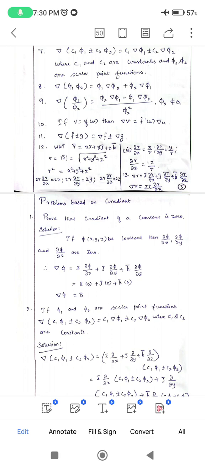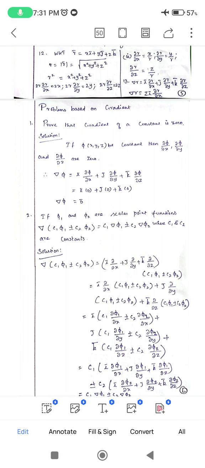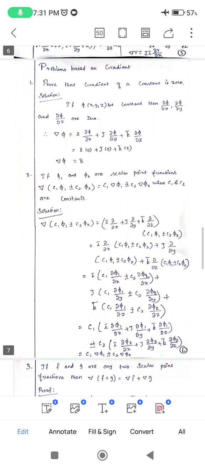First problem, prove that the gradient of a constant is 0. That means del φ is equal to 0, we have to prove. So use the concept: if φ is equal to φ of x, y, z be a constant, then ∂φ/∂x, ∂φ/∂y, ∂φ/∂z are also 0. So take del φ is equal to i vector into ∂φ/∂x plus j vector into ∂φ/∂y plus k vector into ∂φ/∂z. So here ∂φ/∂x, ∂φ/∂y, ∂φ/∂z are 0. So applying here we get del φ is equal to 0 vector. So the gradient of a constant is 0.